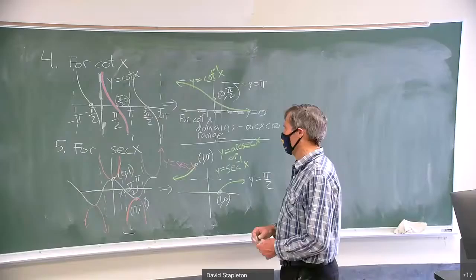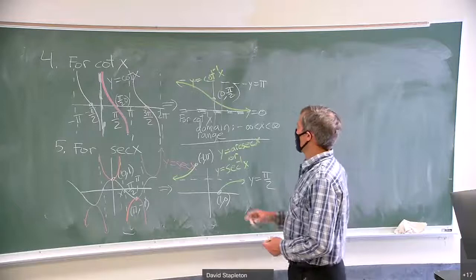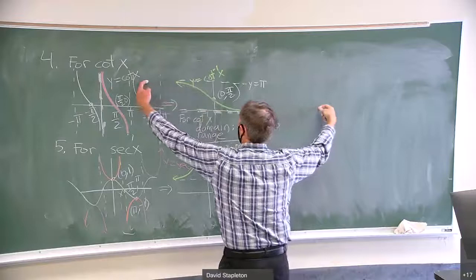All right. So the arc cotangent has domain all real numbers, because it goes out as far as you want, but its range only goes from the y value 0 to pi.